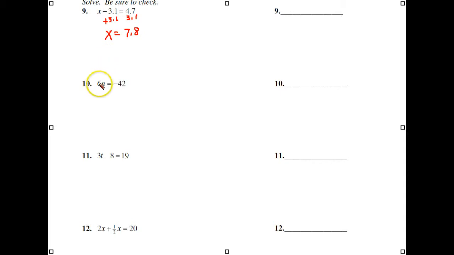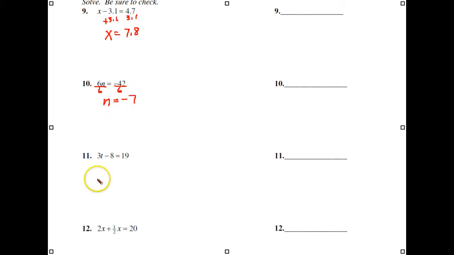Now in this case, we want to isolate the n by itself. And one of the techniques we went over in class was, when we have that, we're going to divide both sides by the numerical coefficient of the variable, which is 6. So we divide both sides by 6, and we get n equals a negative 7.